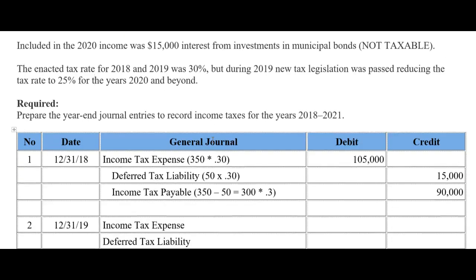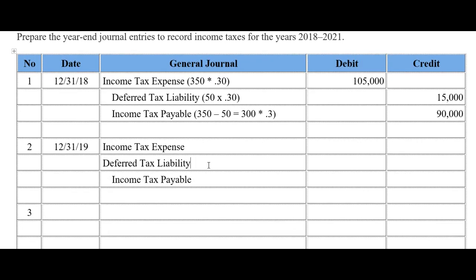Now, the downside: in the year that we know the change happens, the deferred tax liability cannot be carried at 30% anymore. It now needs to only reflect the 25%, which is what it'll cost us in the future. So this is one of those instances where, one, we need to find the income tax payable. Well, how do we do that?